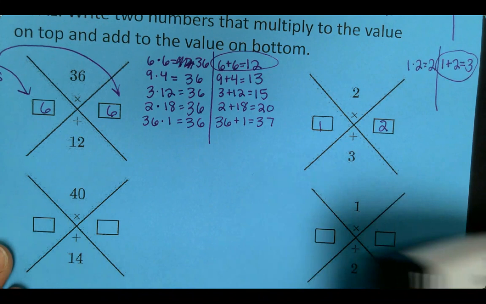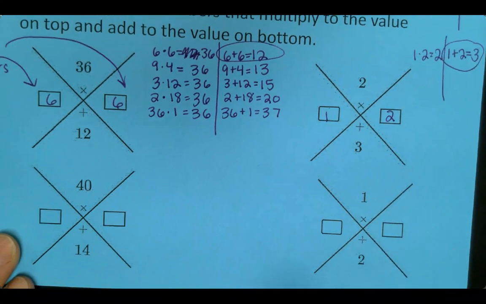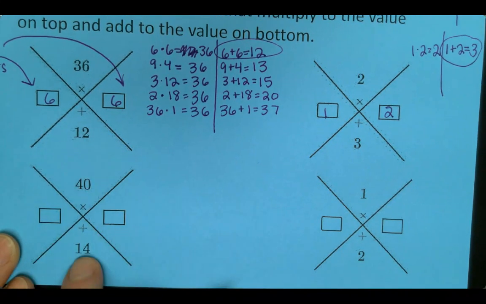Okay, I want you to do the 2 on the bottom now. Multiply to get the top and add to get the bottom.